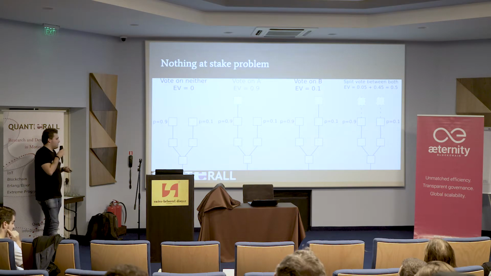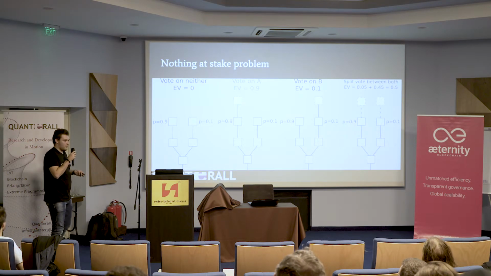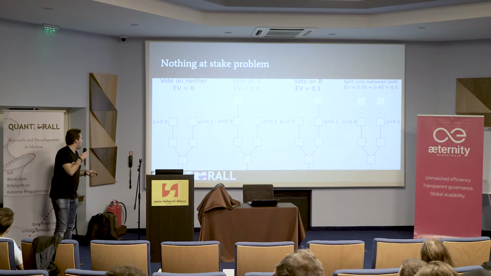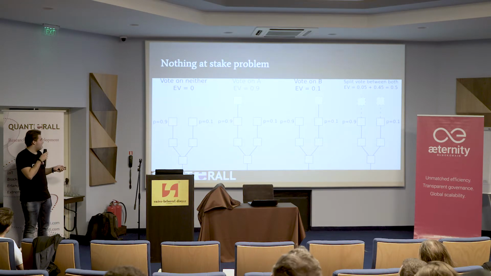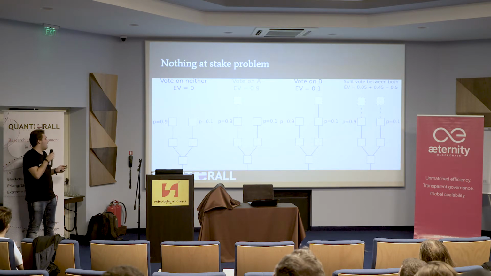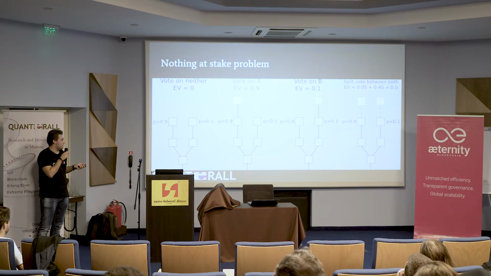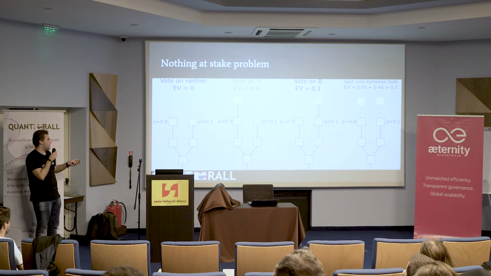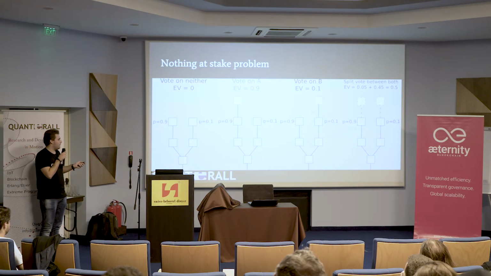Well, there are some solutions to this, and I will present them to you. If I vote on A, I will be given 0.9. If I vote on B, I will get 0.1. And if I split the vote between both, I will get only half of A and half of B.